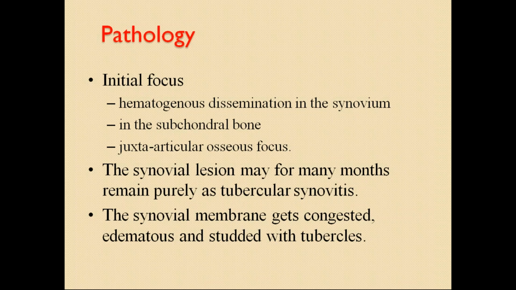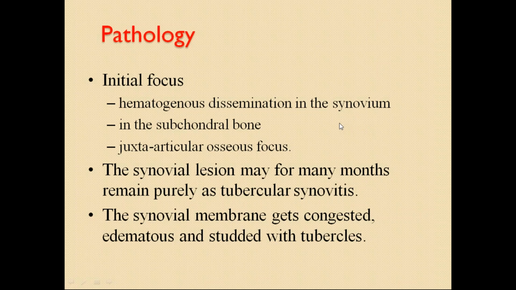So the initial focus is in the knee proper. Now we are discussing only the knee joint. So it may be a blood spread, hematogenous dissemination. Initially, the focus of infection of tuberculosis may be in the synovium, it may be intra-articular, or it may be extra-articular. If it is intra-articular, it may be hematogenous dissemination into the synovium.